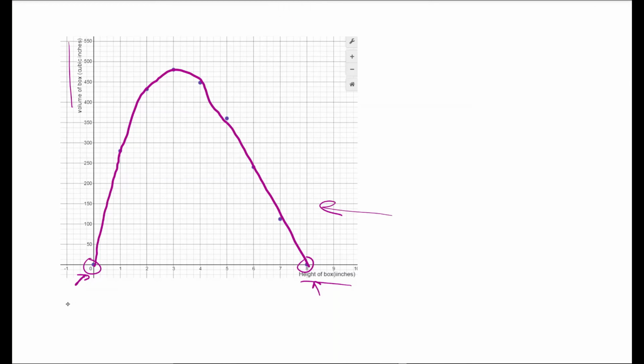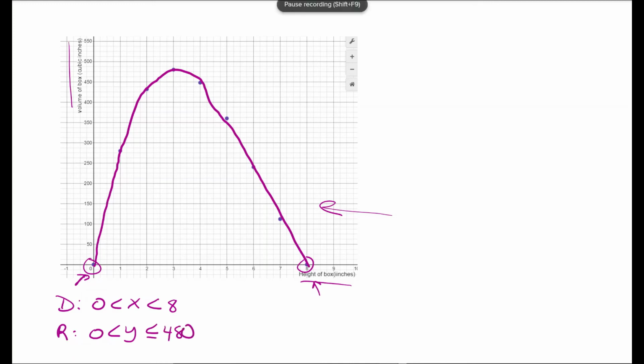If we're looking at what the domain of this particular set of information is, we would have to say that x is greater than 0, not greater than or equal to 0, because the height can't be 0. And it also cannot be greater than or equal to 8, because at 8 there is no width, and so therefore we don't have a box either. Now range is a little different. Range still has to be greater than 0, okay, but it can be at its maximum, which is 480, so it's less than or equal to 480.